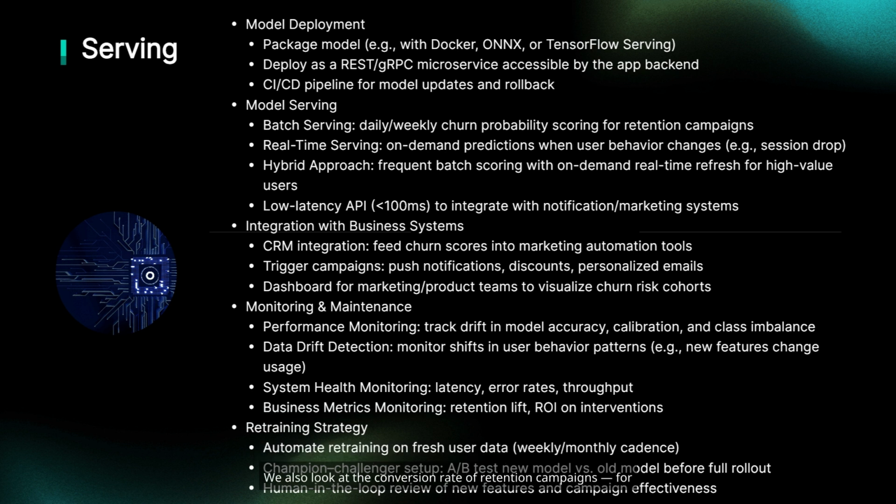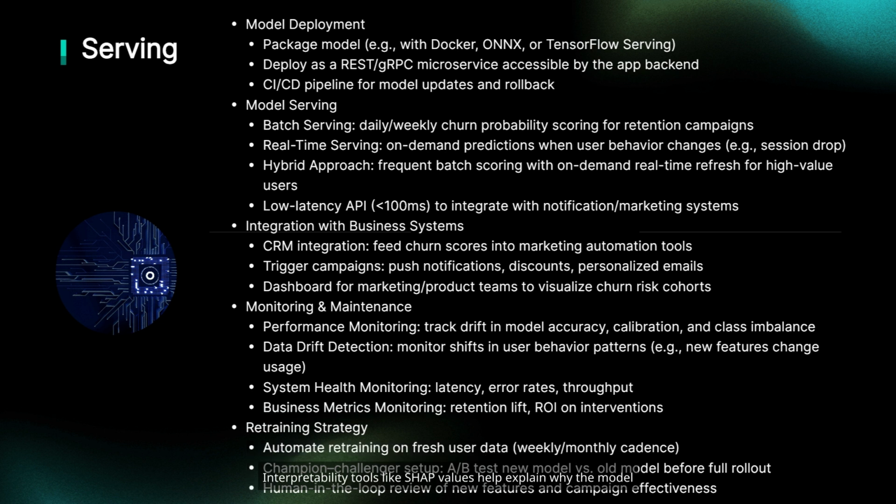We also look at the conversion rate of retention campaigns. For instance, how many high-risk users actually respond to discounts or push notifications. Human evaluation also plays a role. Marketing and product managers may review flagged high-risk users to ensure the predictions align with their understanding. This feedback can guide whether we should prioritize precision, minimize wasted campaigns, or recall, maximize captured churners.